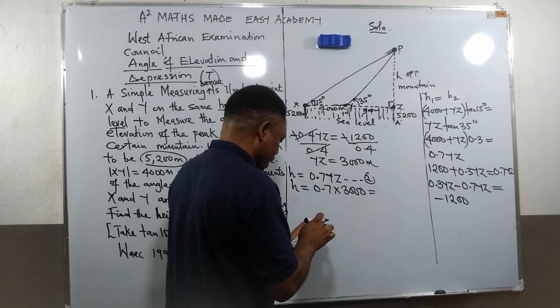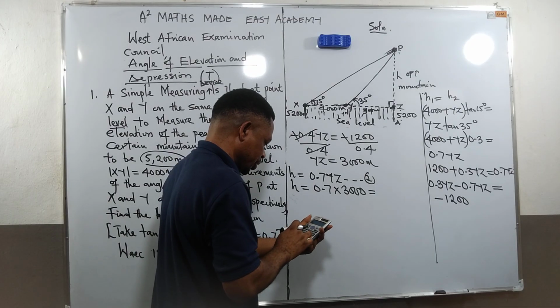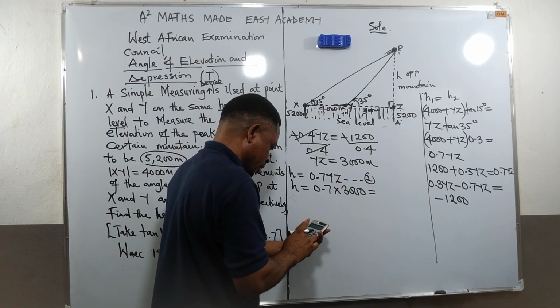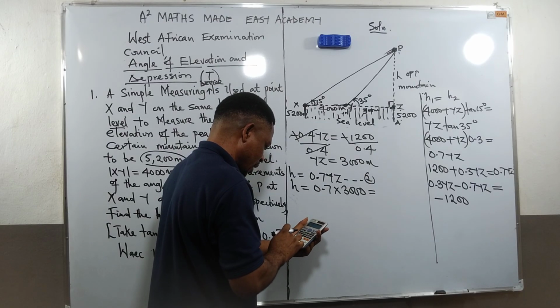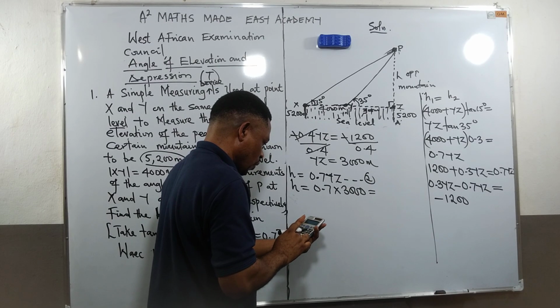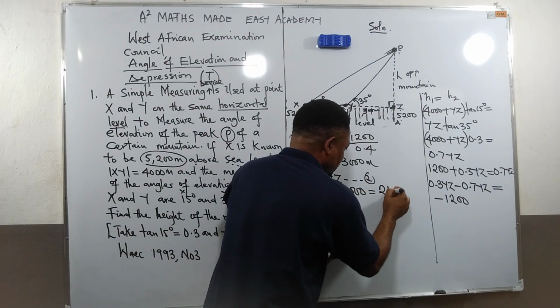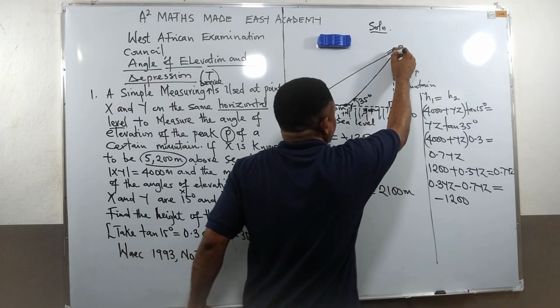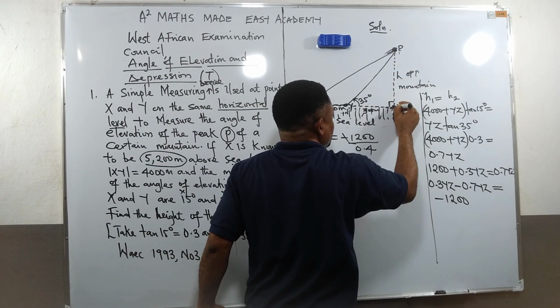Okay, now what would be the answer? I want you to watch. 0.7 times 3,000. So what would be the answer? The answer is 2,100 meters. But don't be in a hurry to conclude. We just calculated from point P to point Z.